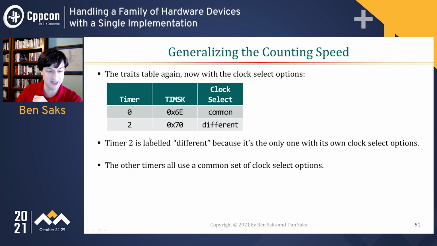Now I've labeled timer 2's clock select options as different because, if you remember back at the start, I mentioned timer 2 is the only one that uses that set of options. All of the other timers use the same common set of options, hence the common for timer 0.